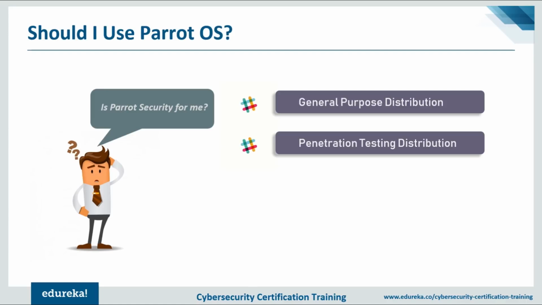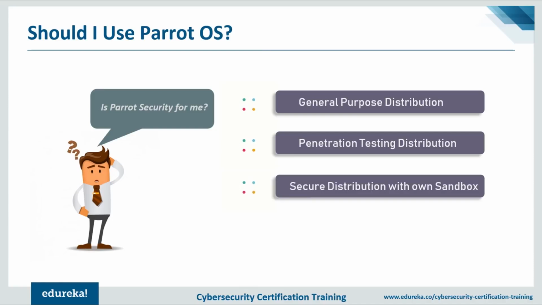It includes many basic programs for daily use, which other penetration testing distributions usually exclude. Parrot Security includes its own sandbox system. It provides a secure distribution. User applications in Parrot are protected to limit the damages in case the system is compromised anytime. So this way, no harm is caused.